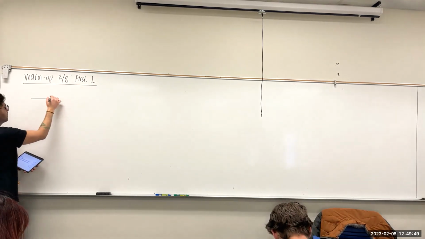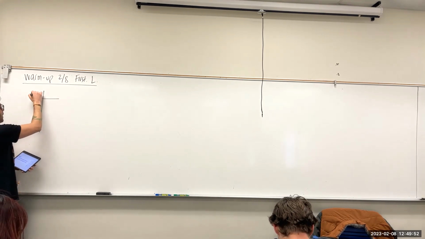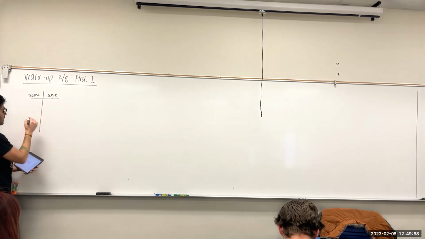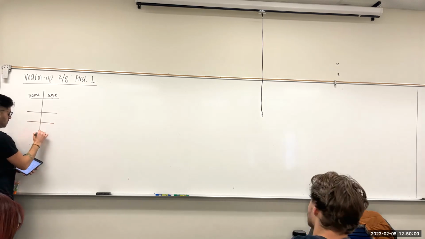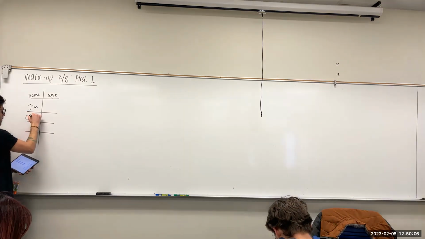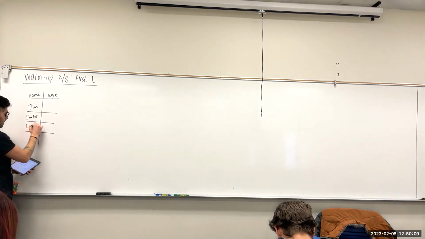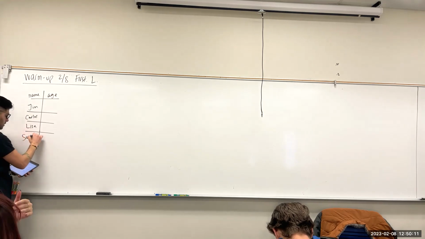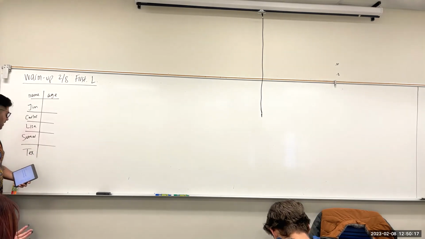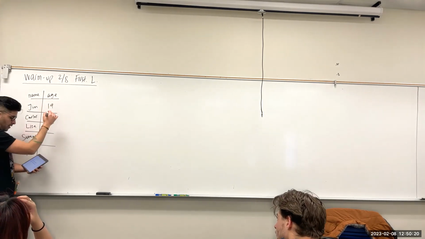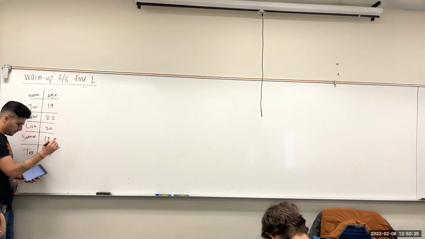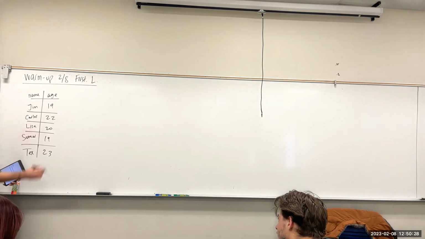Okay, so I'm gonna give you a table. We're gonna put names here, name, and then we're gonna do age here. Let's put some names. I have Jim, Carlos, Lisa, Sumar, and then I have Tex. All names of students I've had in the past. These are their ages here: 20, 19, and 23. Okay. So it's a table with names and ages.